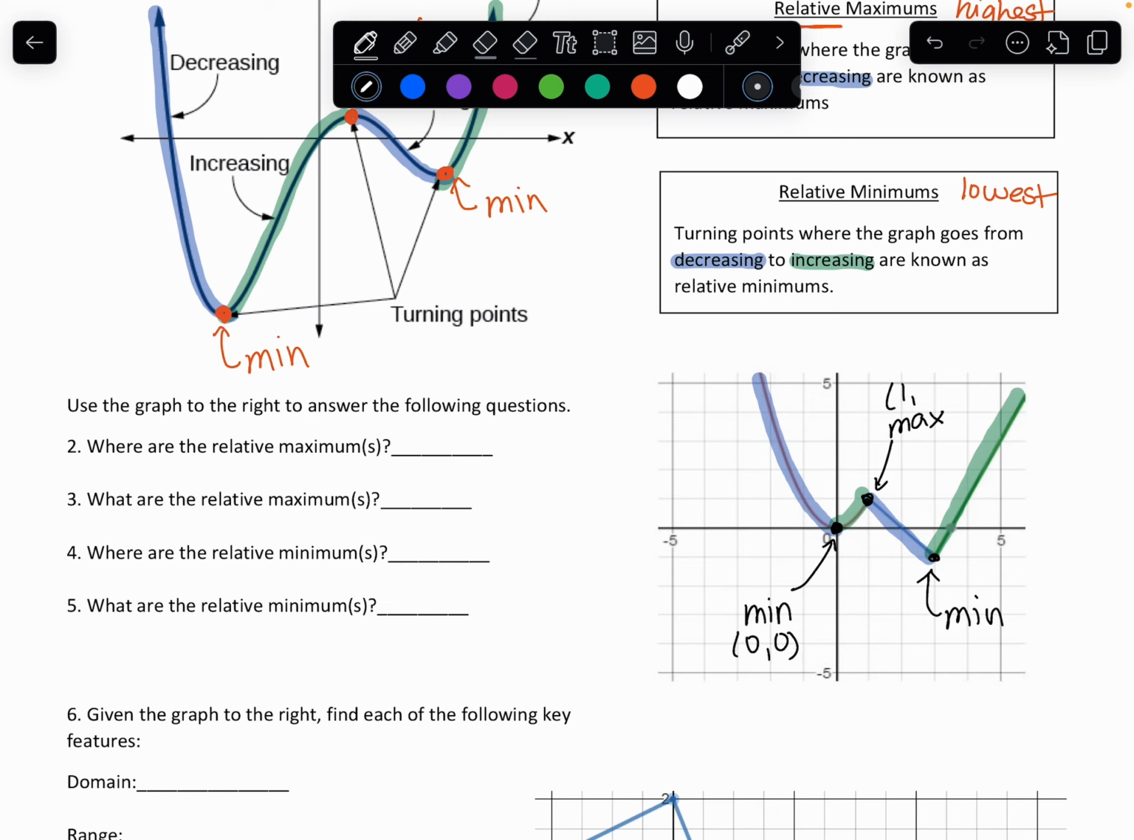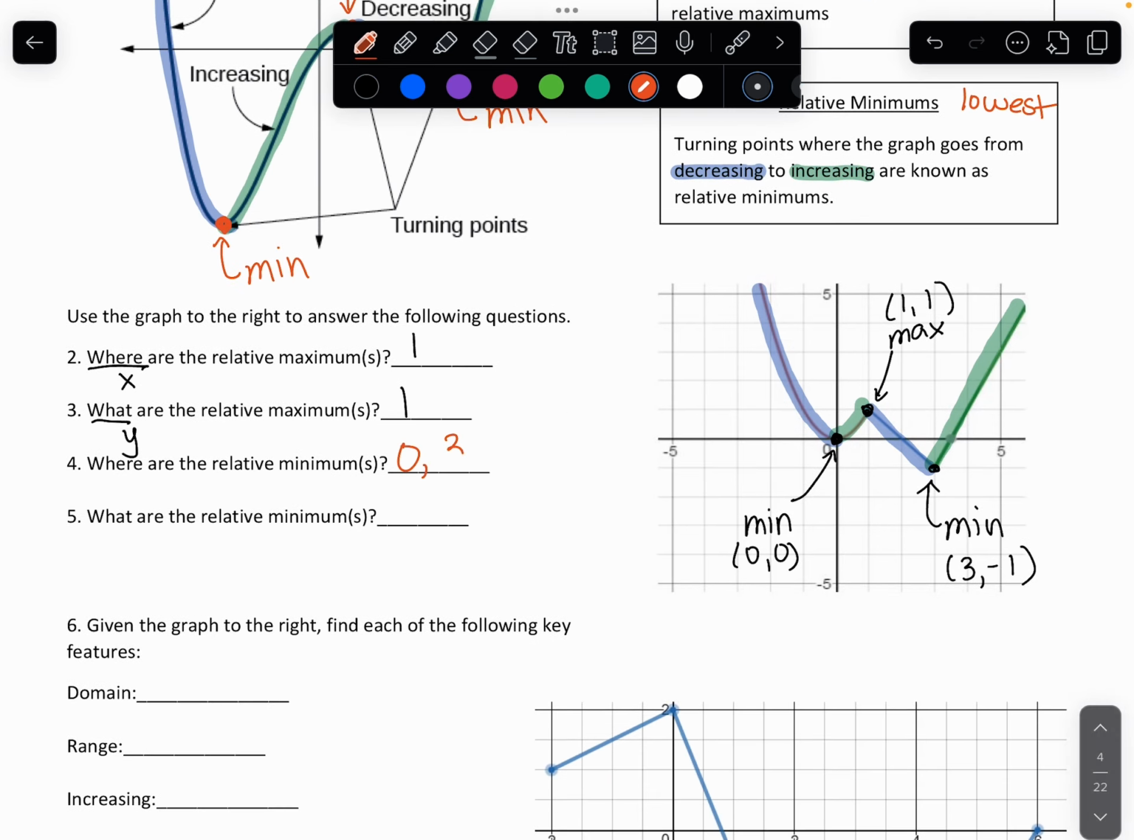So that's (0, 0), (1, 1), and then (3, -1). So when we have 2 questions, where and what. So where, this is our x value. What is our y value. So where are the relative maximums? They are at 1. We only have 1. What are they? 1. So for number 4, we're looking for our minimums. We have 2. So where are they? At 0 and 3. What are they? 0 and -1.